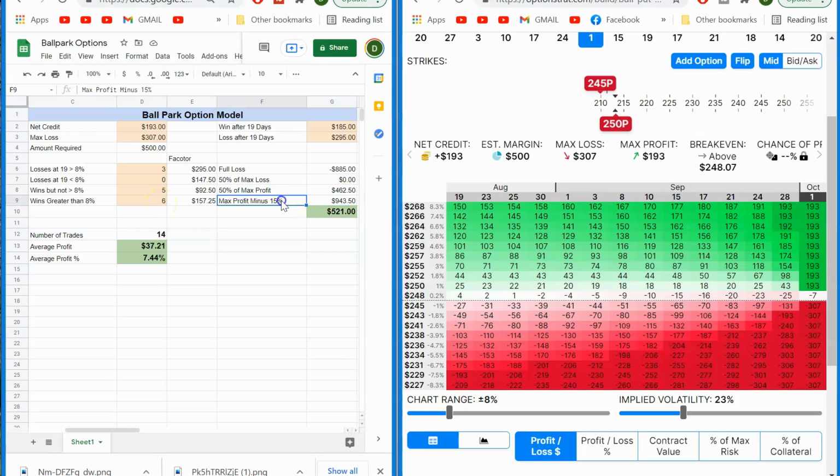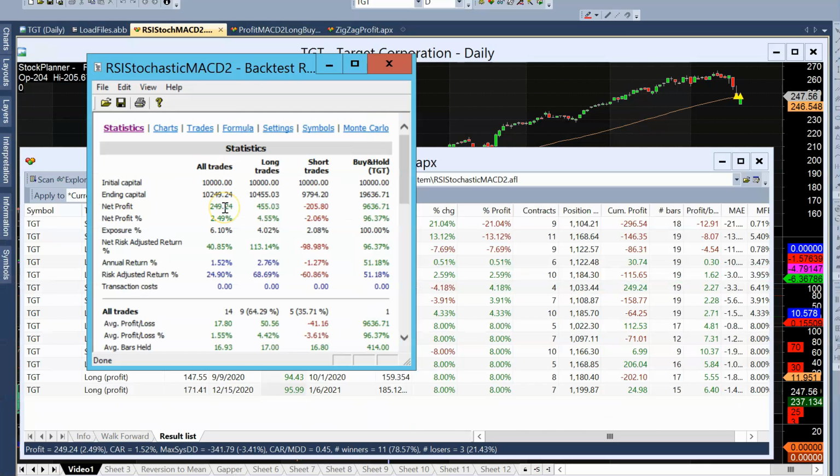But I've throttled this back to be ultra conservative by 15%. In other words, whatever I would have won, I throttled it back by 15% for the model. So it says, based on the same win rate that I had if I was actually buying this stock, I now can increase using options and only use half the money that I had before, because I'm only using $500 to do this. I achieved $521 over a 20-month period versus around $250 over the same 20-month period.